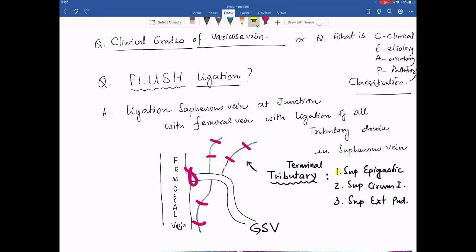There are 2 or 3 more. You are not required to know them, though I can go on: what is the accessory saphenous vein, and many things. But this is enough for everyone to remember: superficial epigastric, superficial circumflex iliac, superficial external pudendal. Okay, chalo. So these are all done.